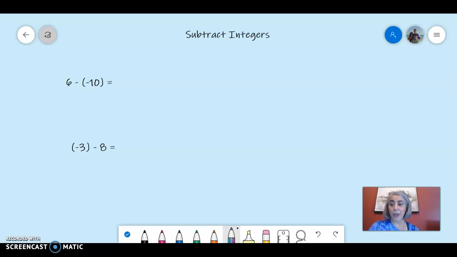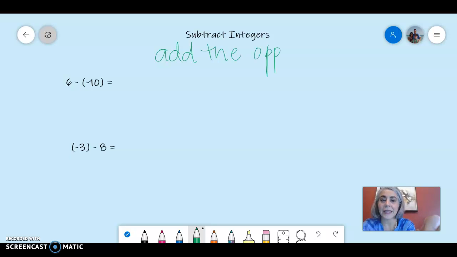So here we go. The first example I have set up for us has a 6 minus a negative 10. It's always nice when people include the parentheses to show you that number is negative. It's not mandatory, but it's definitely nice. The rule for subtracting integers is very, very plain and simple. You are always going to add the opposite. So I'm writing that at the top.